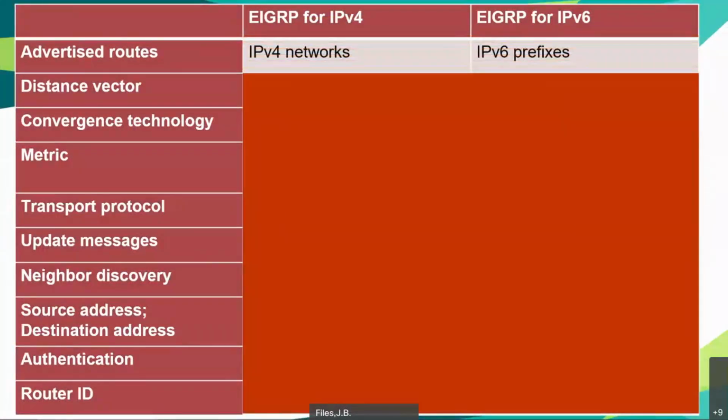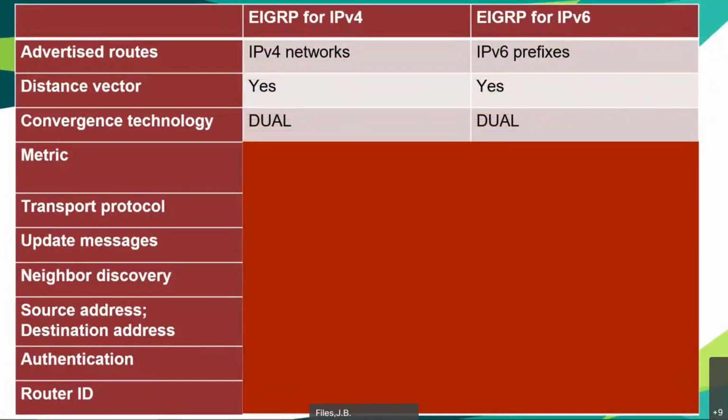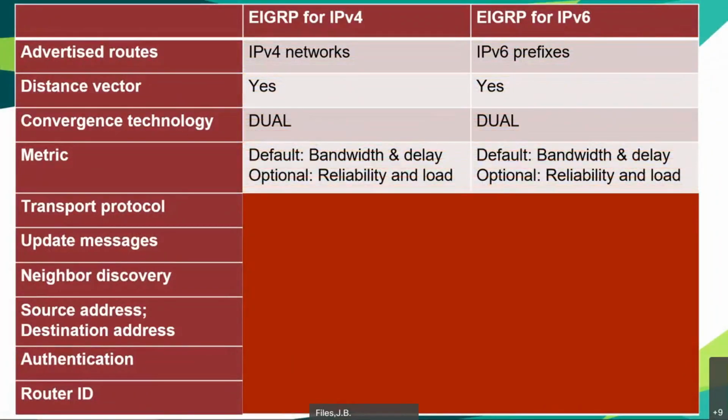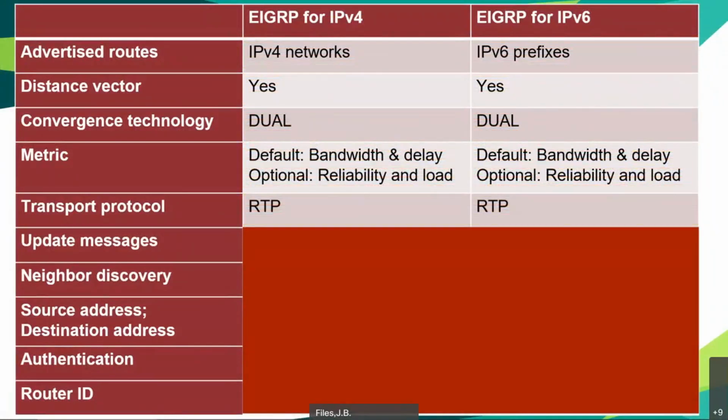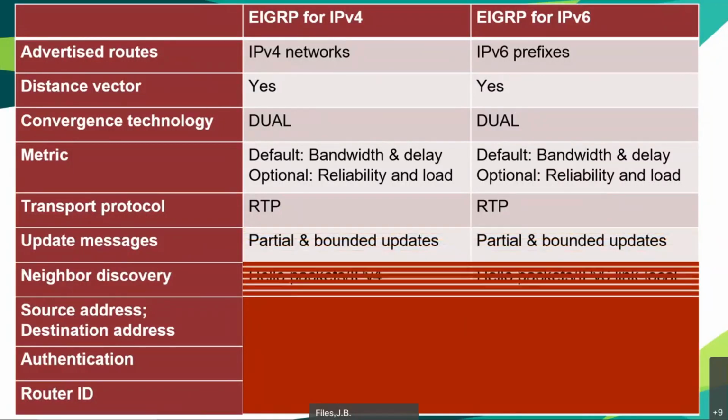So if we look at this, EIGRP for IPv4 is going to advertise IPv4 networks. EIGRP for IPv6 is going to advertise IPv6 networks. Okay. Still distance vector, still uses DUAL. The bandwidth, the metric calculation is the same. Still uses Reliable Transport Protocol, and that's a proprietary protocol that EIGRP created. Partial and bounded updates the same.